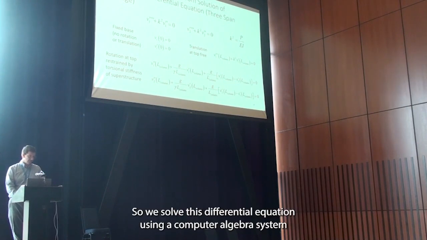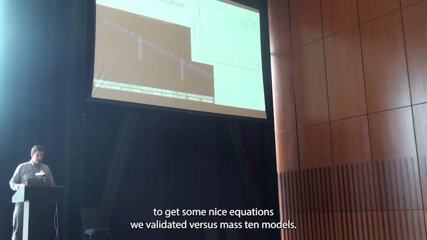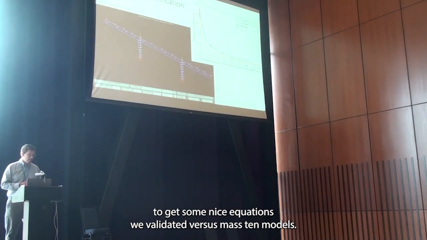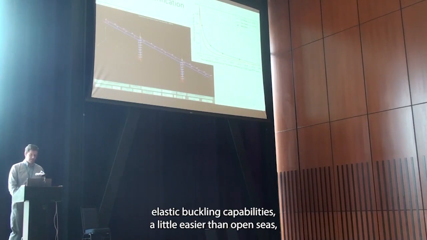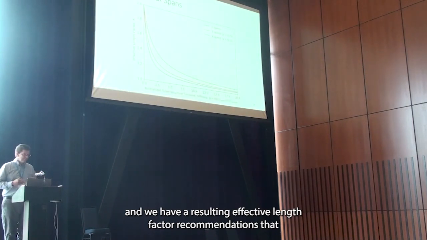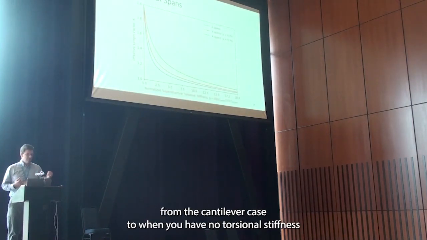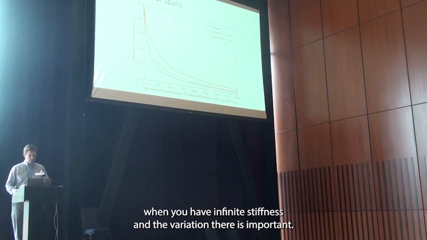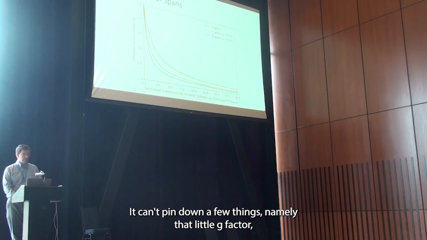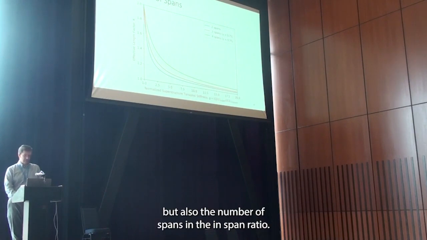We solved this differential equation using a computer algebra system to get some nice equations. We validated it versus Mastan models. Mastan is helpful here because it has elastic buckling capabilities, a little easier than OpenSees. And we have resulting effective length factor recommendations that vary from the cantilever case, 2, when you have no torsional stiffness, down to an effective length factor of 1 when you have infinite stiffness. And the variation there is important. It can depend on a few things, namely that little g factor, but also the number of spans and the end-span ratio.